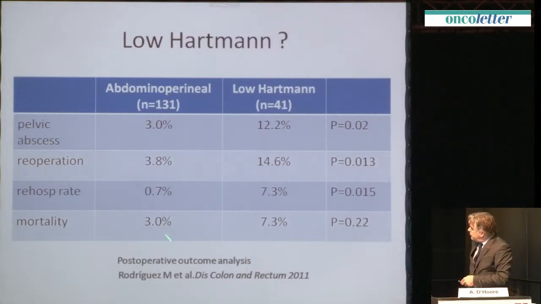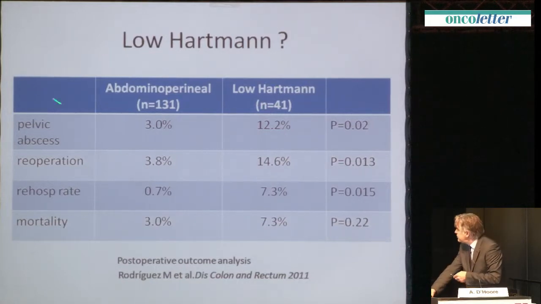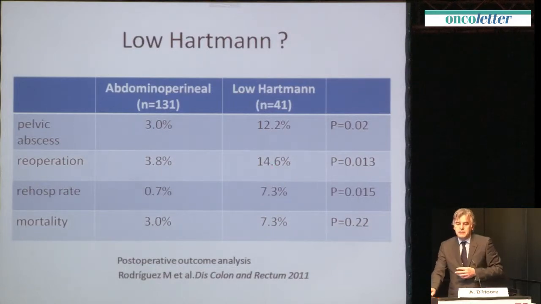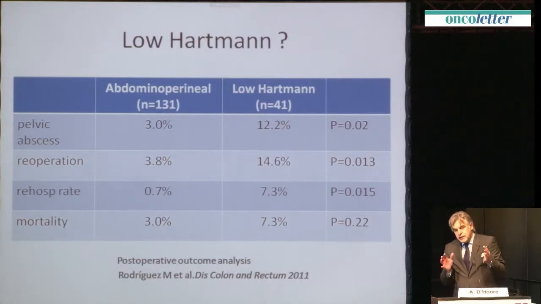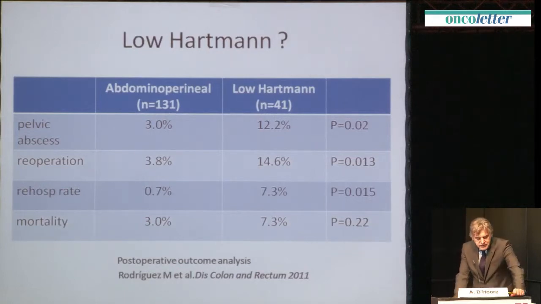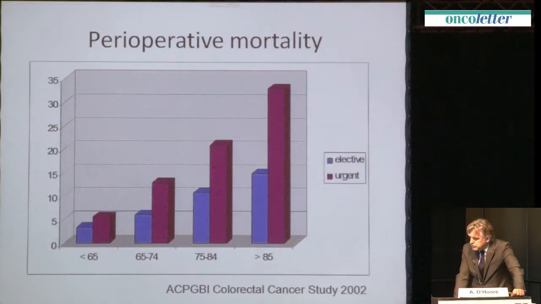This is an observational study, not randomized, but they treated patients with an intersphincteric proctectomy and compared that with 40 patients who had a low Hartmann. And again, you see here a significantly increased risk of pelvic abscess, 12%, reoperation, nearly 15%, and mortality of 7%. And this is only to take out the tumor, not taking into consideration that probably you will have involved CRM also in those patients. So really a low Hartmann doesn't seem to be the ideal solution.